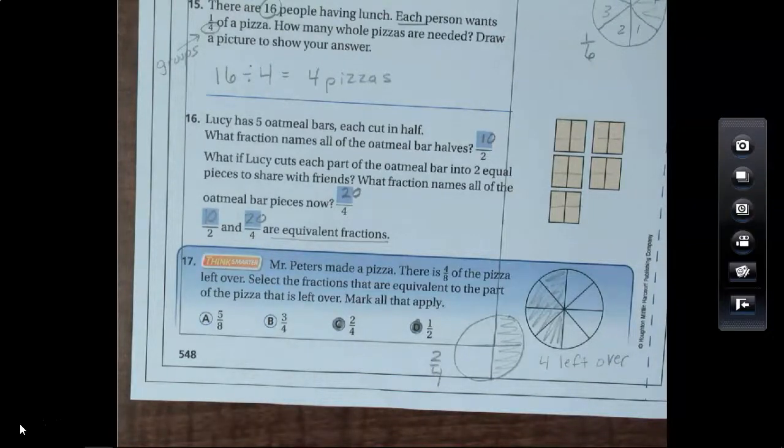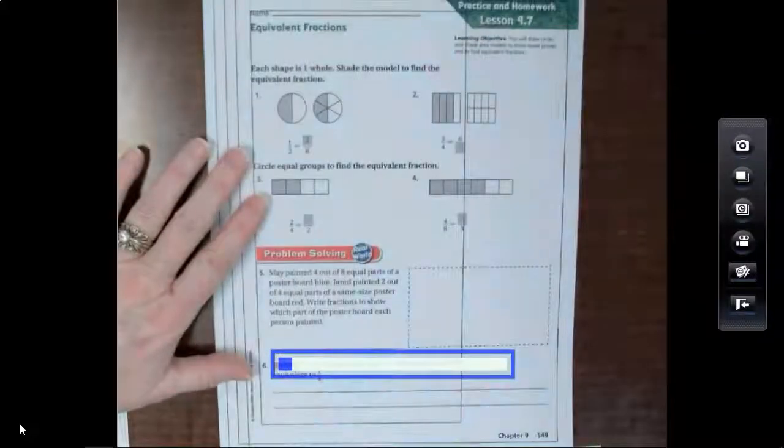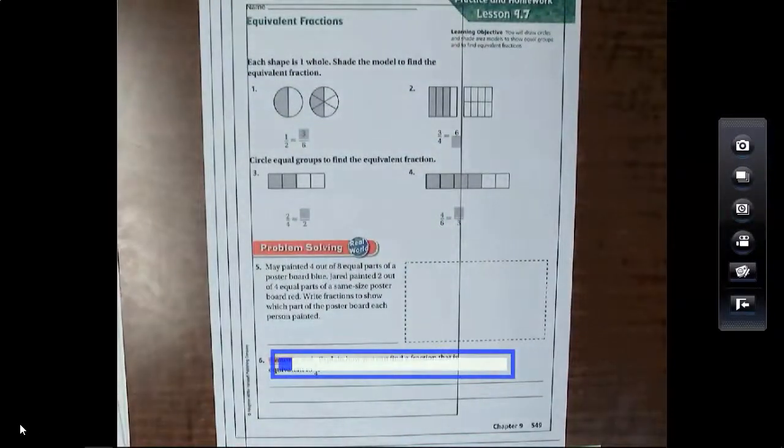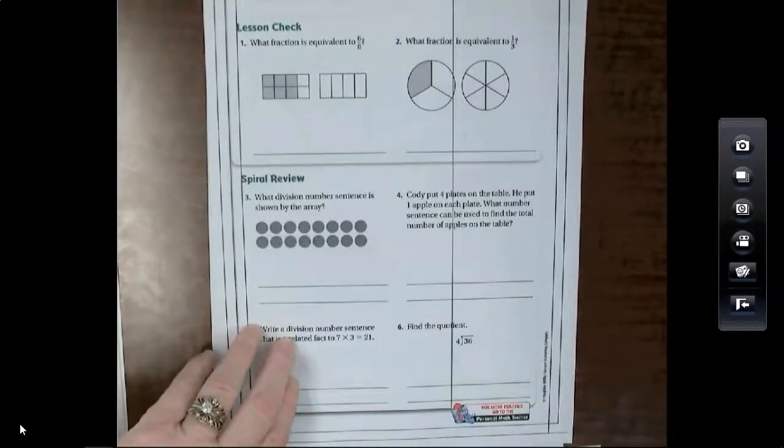Okay, so that's the rest of page 548. Now on your own, you are going to do pages 549 and 550. Again, you are going to do those pages on your own. So 549 looks like this. You'll do that, and you'll do 550 on your own as well, and then you will submit those, of course, with a puzzle piece on Schoology. All right, thank you very much, boys and girls. Have a wonderful day.